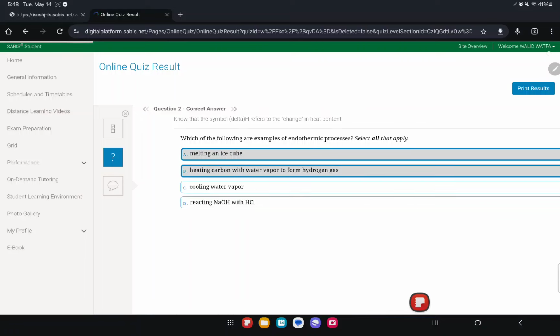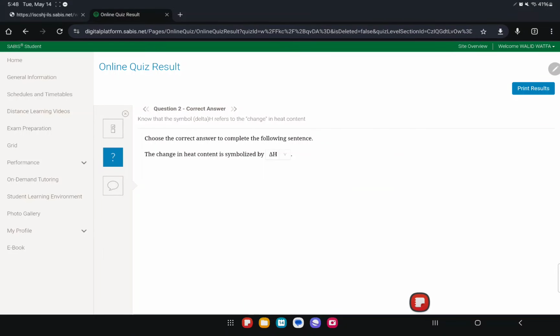Okay, question 2. The change in heat is delta H. Okay, this is very easy.